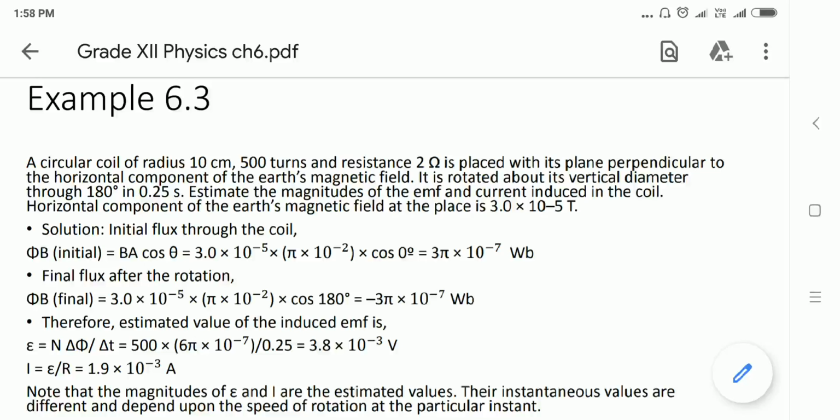So current is epsilon by R. Epsilon is 3.8 into 10 raised to minus 3 volt we have derived. Resistance is given, that is 2 ohm. So my current value will become 1.9 into 10 raised to minus 3 ampere.